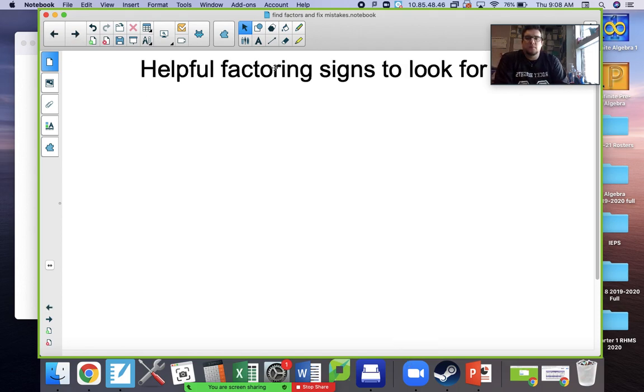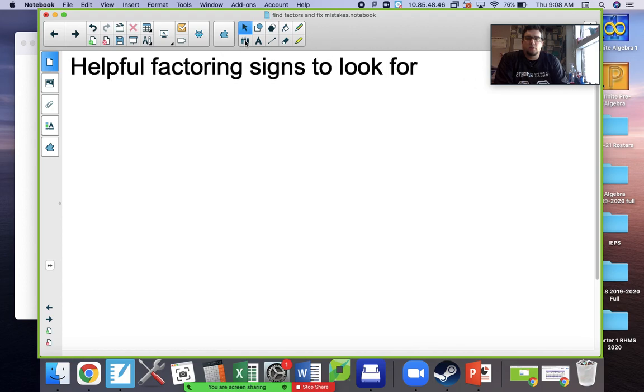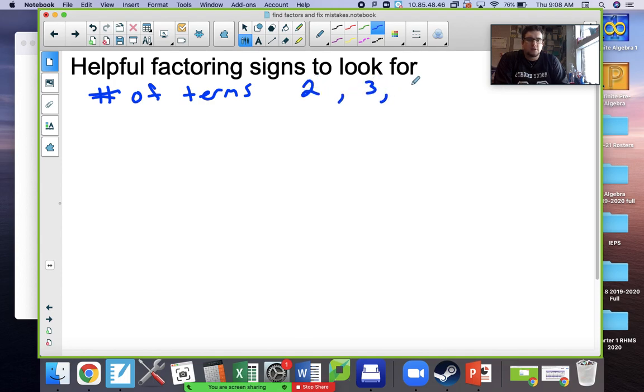So some helpful factoring signs that we want to look for is we want to know how many terms a polynomial ends up having. So if it has 2 terms, if it has 3 terms, if it has 4 terms, we have to approach each one of these differently. For instance, for 2, all we have is greatest common factor and the difference of squares.